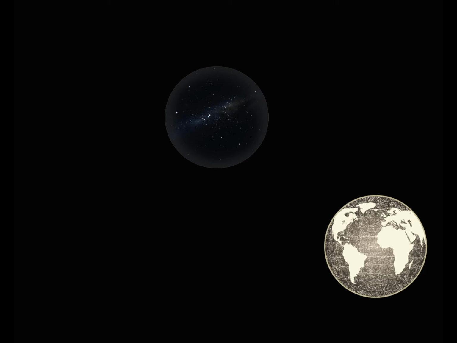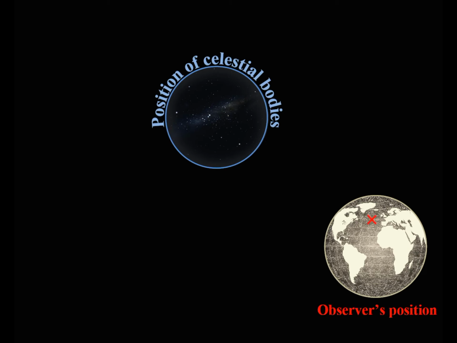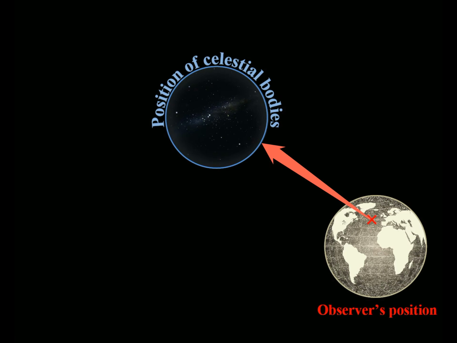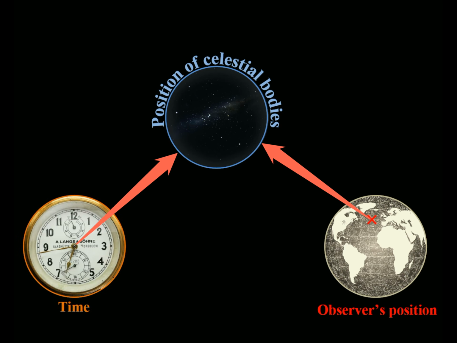The position of the celestial bodies that we observe from the Earth is constantly changing. It depends on the position of the observer on Earth and on the point in time at which the observation is made. Practical astronomy as a science reveals the relationship between these three components. If we know two of them, then we can always find the third.